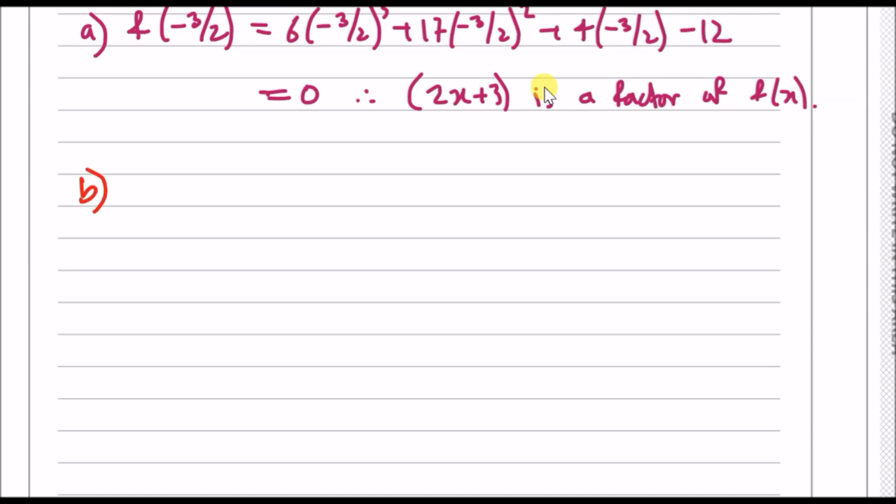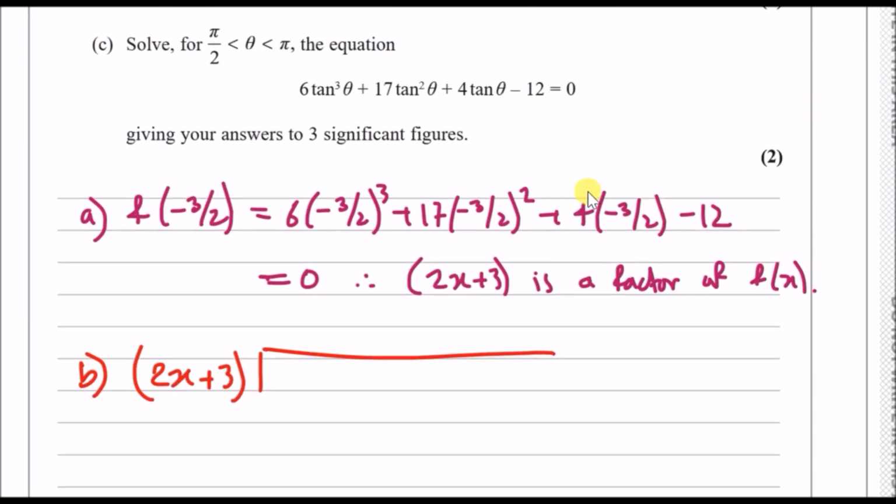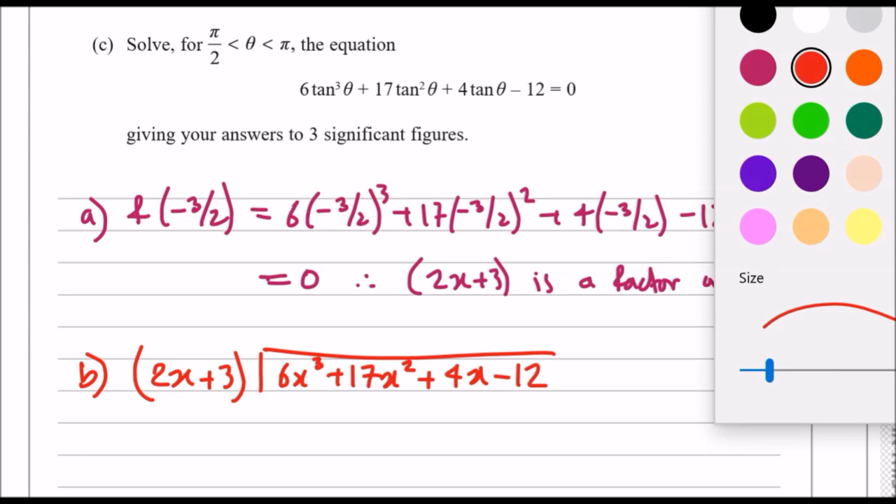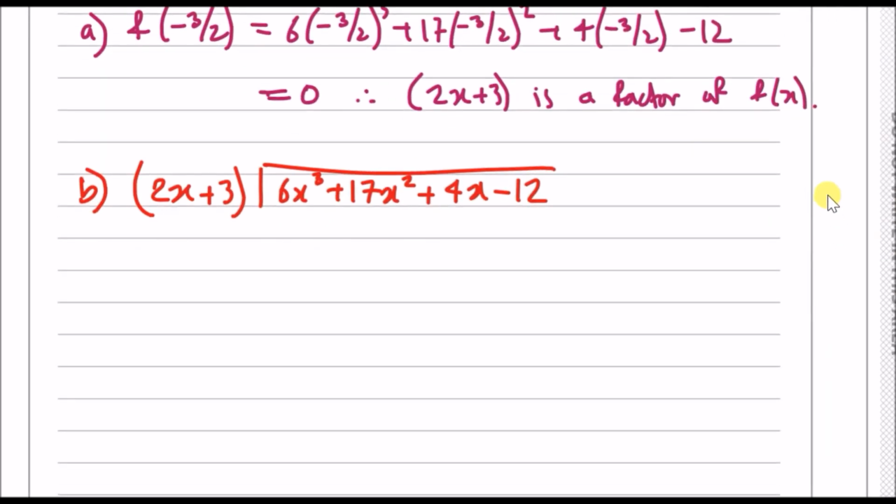So let's try it out here. For part B, we're going to divide by 2x plus 3, and we're going to do a long division on the top equation, 6x cubed plus 17x squared plus 4x minus 12. We're going to do this step by step so we can understand every single part. The way long division works is just like normal division: you look at the very first term and ask yourself, how much does 2x go into 6x cubed? Well, we just do a division.